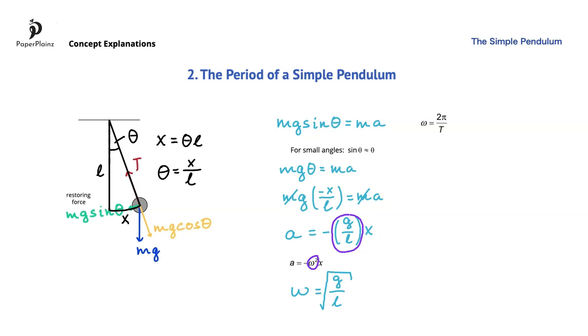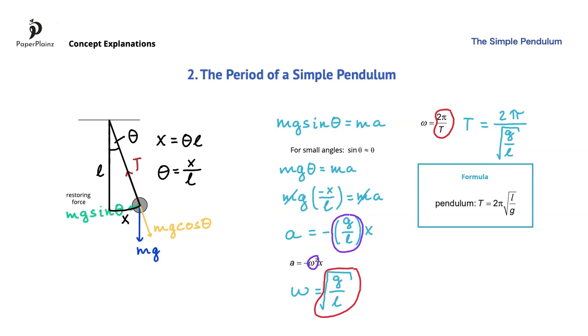Combining this equation with the previous one, we can equate the square root of g over L to 2 pi over T, and after rearranging, we get that T is equal to 2 pi divided by the square root of g over L. When we divide by a fraction, we can multiply by its reciprocal, which gives us the formula for the time period of a pendulum that we find in the IB Physics data booklet.